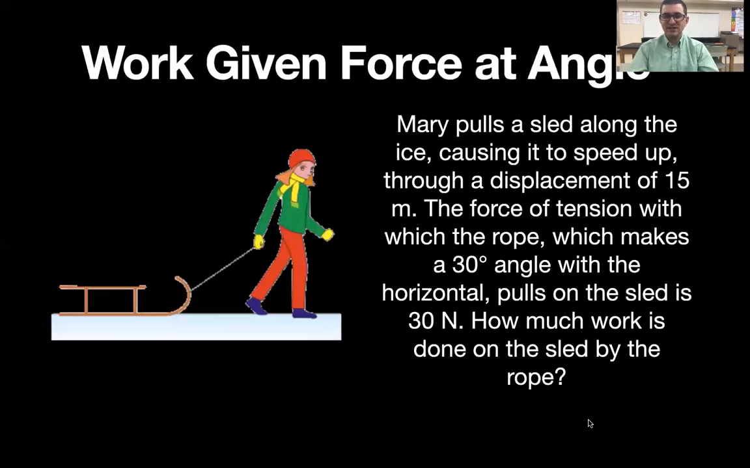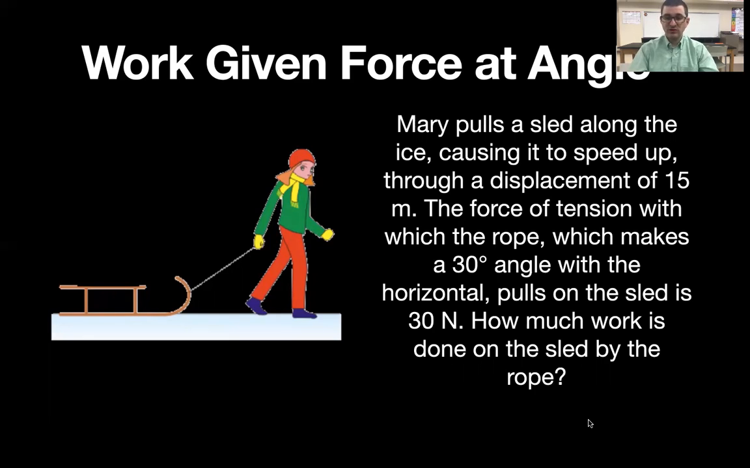For example, we've seen this example before with Mary pulling a sled along the ice. So it is speeding up, so we can tell that there is some work being added to the system because it's changing its kinetic energy. But we're not given really any information about its mass or any information about its velocity before or after she's pulling on it. So we're going to have to use the force through a distance approach to calculating work.